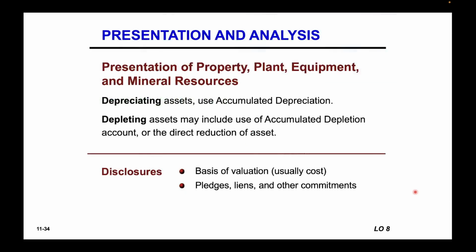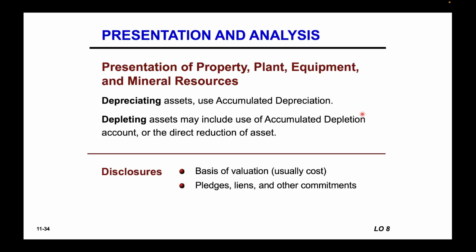For depreciating assets like buildings, machinery, and equipment, the company uses an accumulated depreciation account. You are familiar with this account. This account offsets the asset's cost on the balance sheet or statement of financial position, showing the cumulative amount of depreciation expense that has been recognized over the asset's useful life.